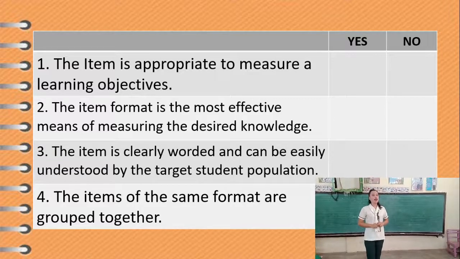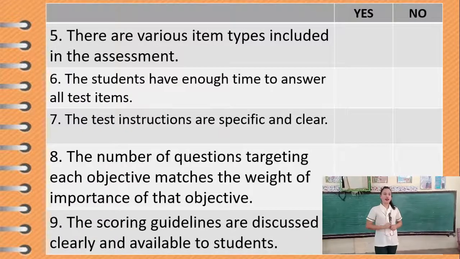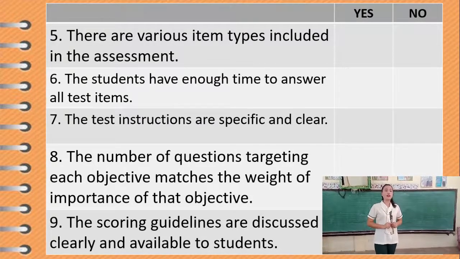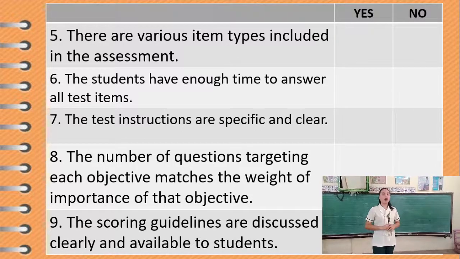Number 4, the items of the same format are grouped together. Number 5, there are various item types included in the assessment. Number 6, the students have enough time to answer all test items. Number 7, the test instructions are specific and clear. Number 8, the number of questions targeting each objective matches the weight of importance of the objective. And number 9, the scoring guidelines are discussed clearly and available to students.